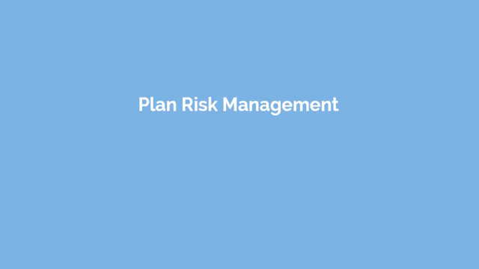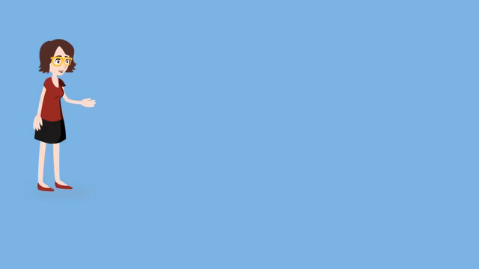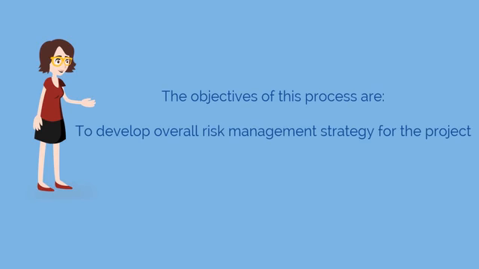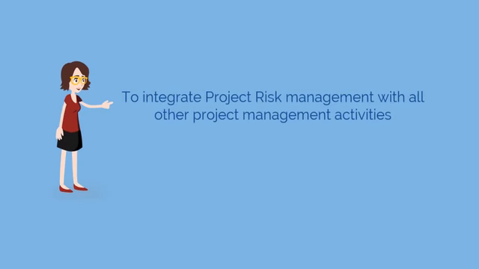Plan Risk Management. In this first module, we'll learn about the purpose and objectives of the Plan Risk Management process. The objectives of this process are to develop an overall risk management strategy for the project, to decide how risk management processes will be executed, and to integrate project risk management with all other project management activities.